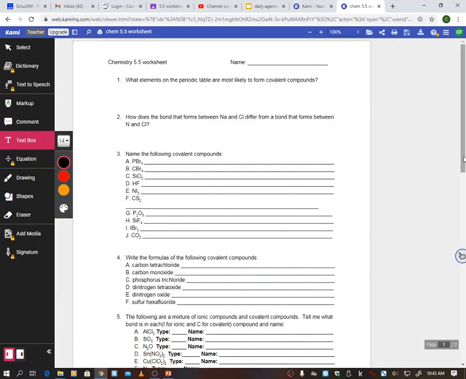Okay guys, I just want to go over this worksheet real quick. I'm going to go through the top part pretty quick and then focus a little bit more on number 5. But number 1, what elements on the periodic table are most likely to form covalent compounds?